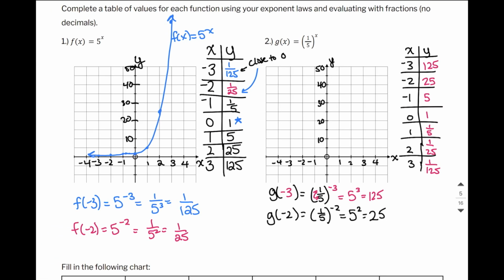When x was -3, y was 125. So this time this is way up high up here, but this time it's on the left side of the y-axis. When x was -2, y was 25. When x was -1, y was 5. When x is 0, y is 1. And then our numbers are getting gradually smaller and smaller and smaller, but never touching 0. So let's connect these values here.